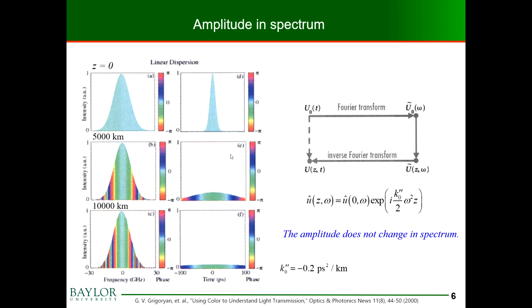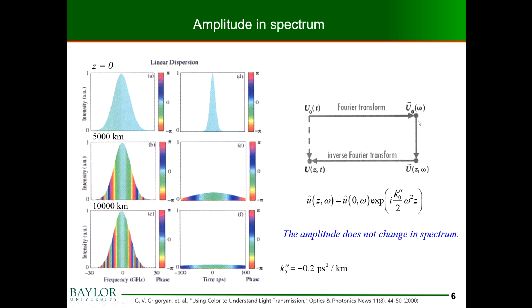Okay, let's review what we learned in this chart, which we are now very familiar with. This is U(t). After the Fourier transform, this becomes U tilde of omega, so this is in the frequency domain.